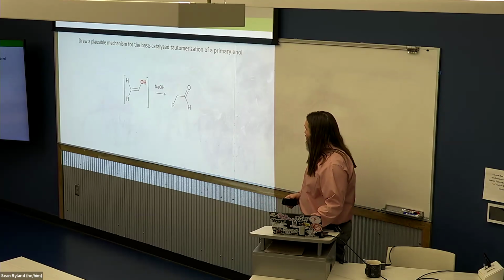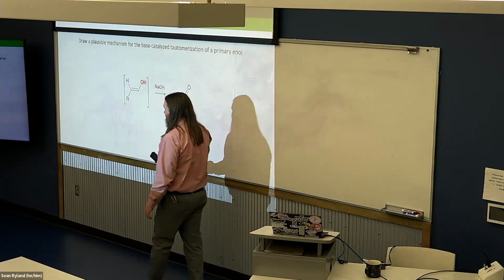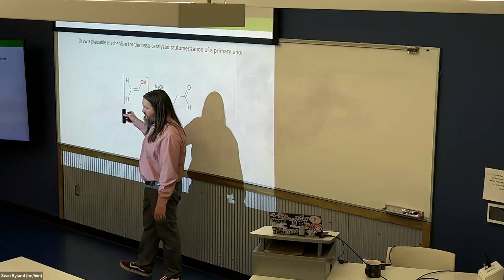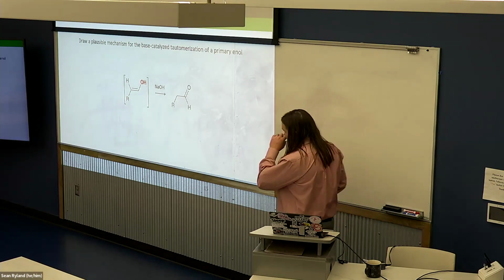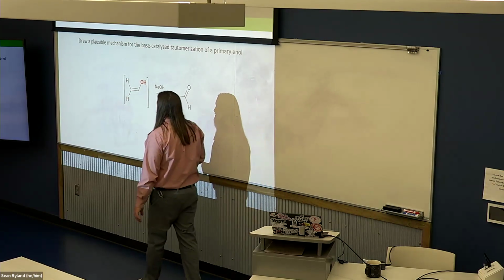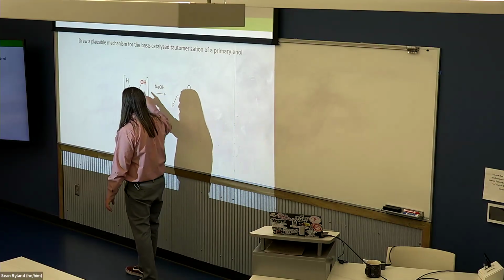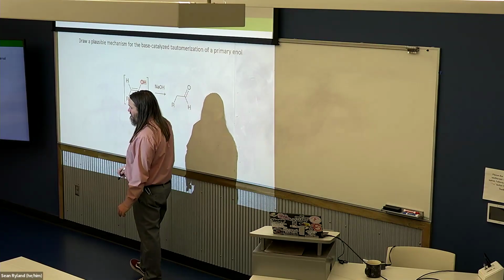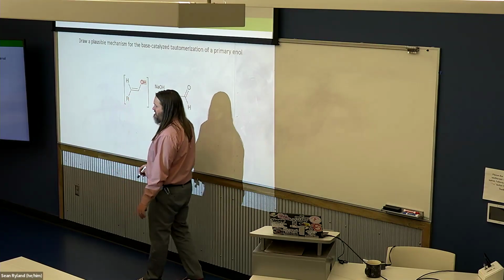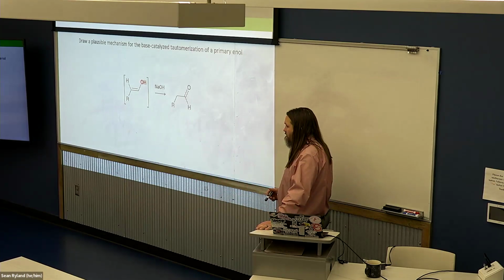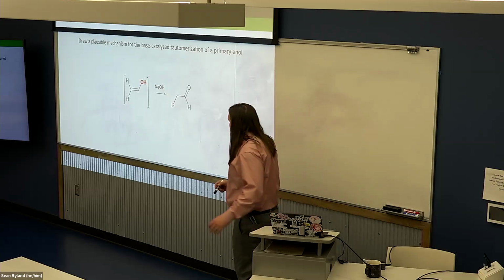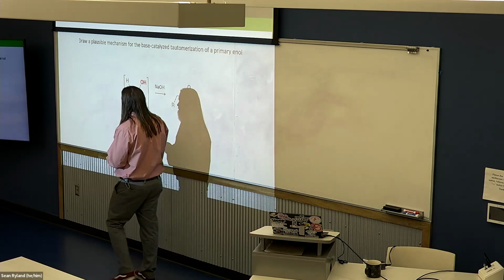So let's try drawing our own mechanism. Under basic conditions, can we draw a mechanism for the tautomerization? Under basic conditions, the first step is not going to be protonating the pi bond, because we don't have lots of H pluses floating around. So what is it going to be? It's going to either take the hydrogen off or attack the double bond.